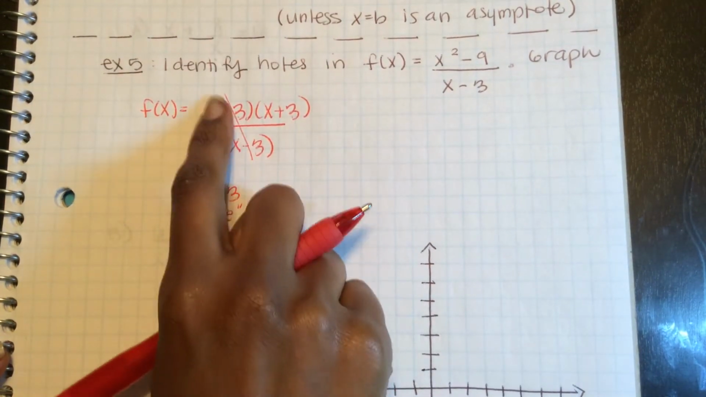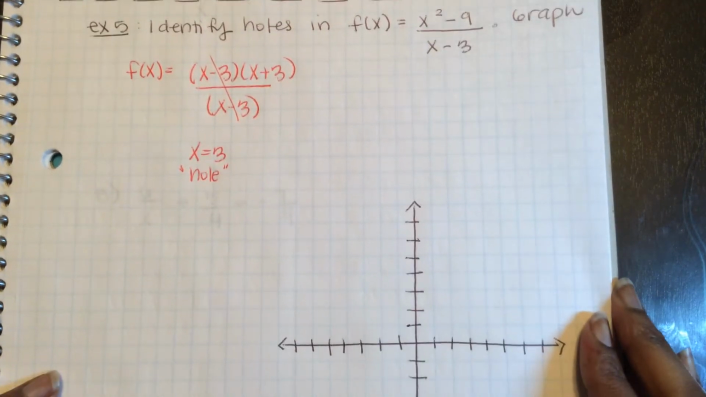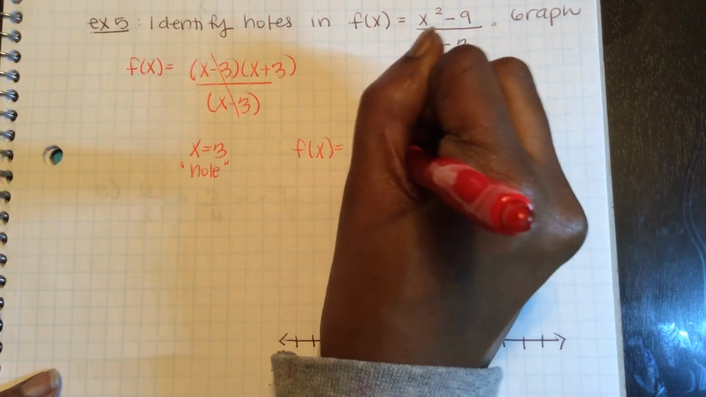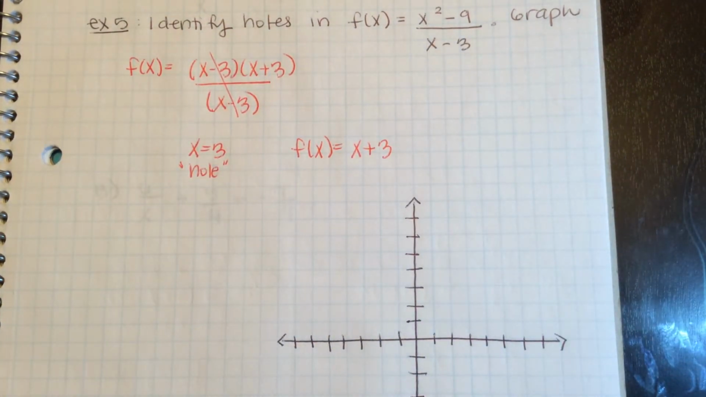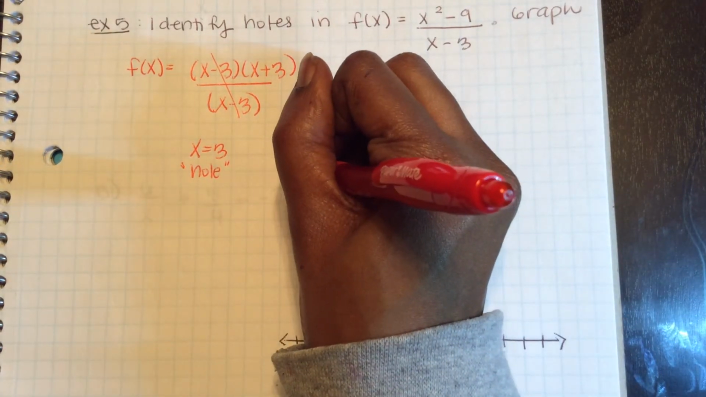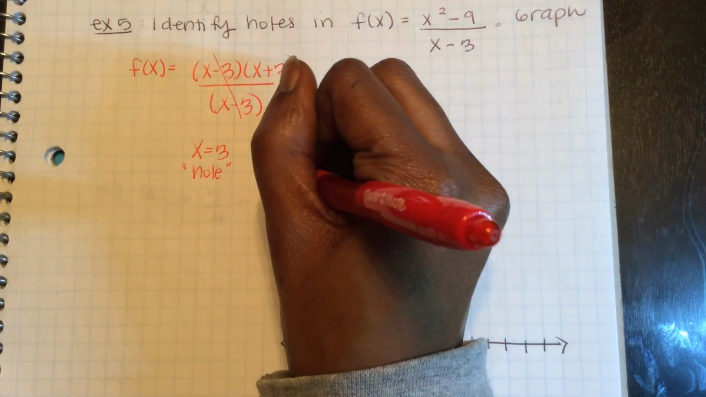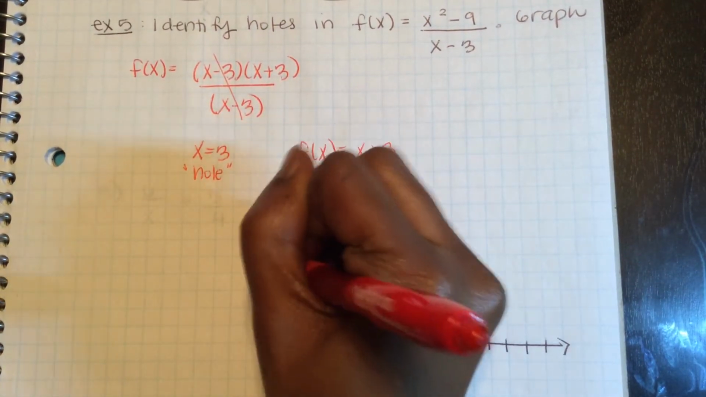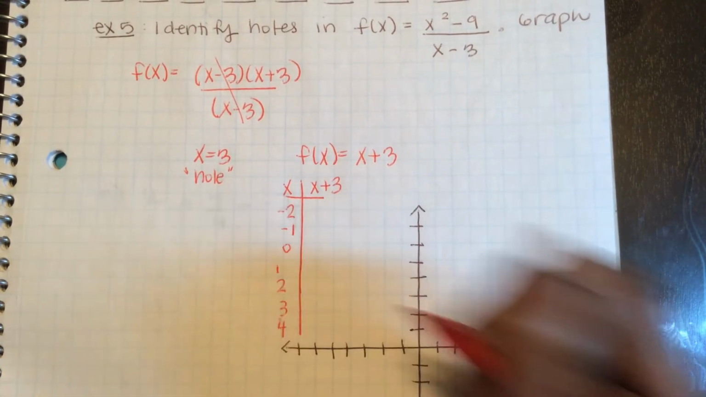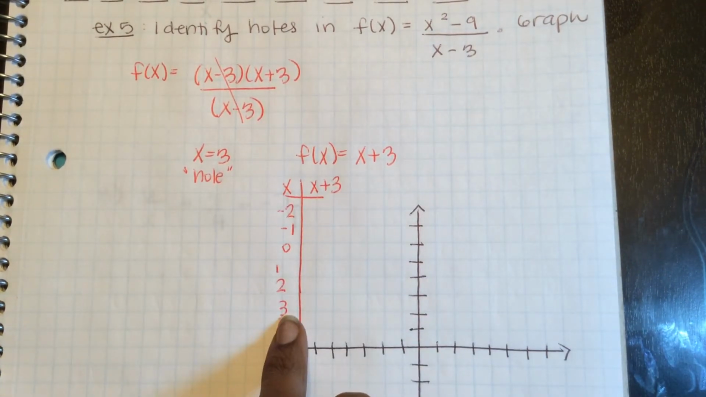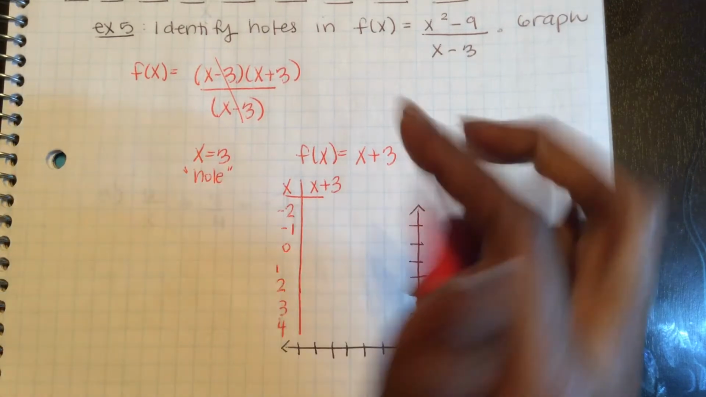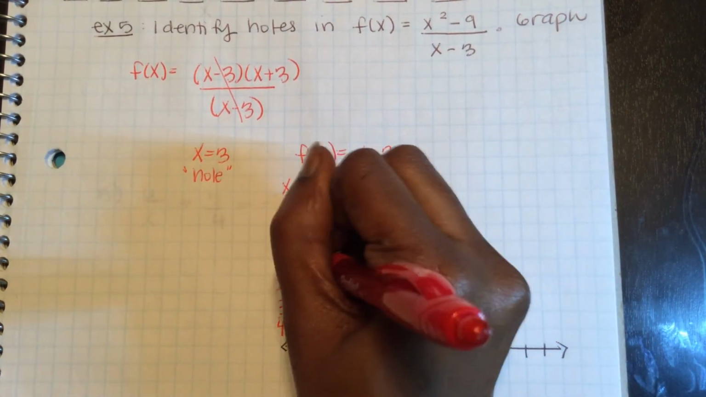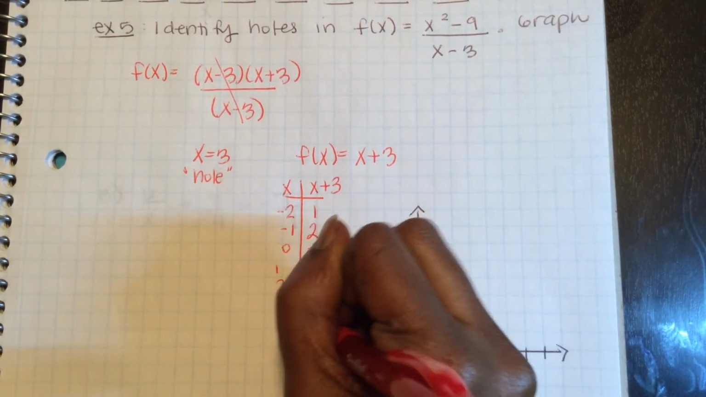Well, it's like if I set this equal to 0 and solve for x. So after I cancel those out, it's really f of x equals x plus 3. If I wanted to make a table of these values to graph, x and x plus 3, let's do -2, -1, 0, 1, 2, 3, 4. So remember, at 3, we're going to have a hole. At -2, plus 3 is 1. -1 plus 3 is 2. Then 3, 4, 5, 6, 7.